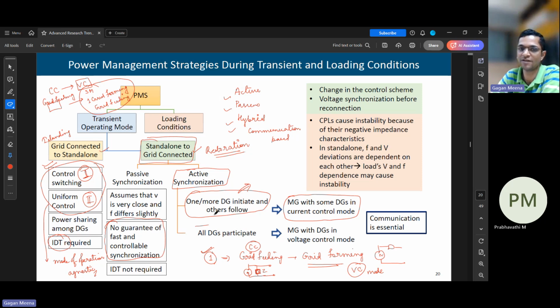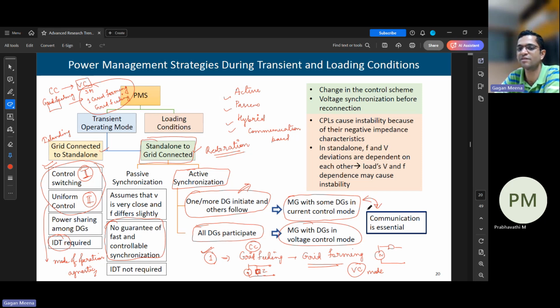If all of them operate in the grid forming mode, then all the DGs participate in the active synchronization and they all will operate in the voltage control mode. But if only a few are operating in the grid forming mode, then only they will participate in the synchronization. The others will be operating in the current control mode, and then they will switch to voltage control mode.